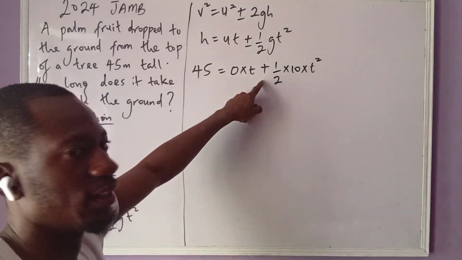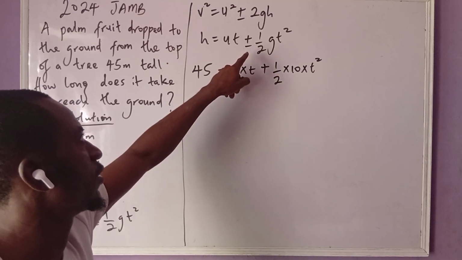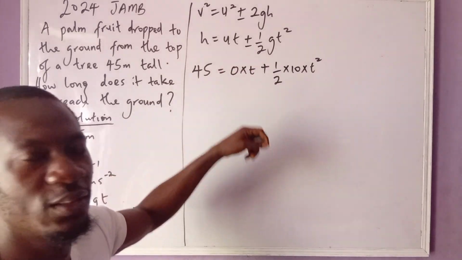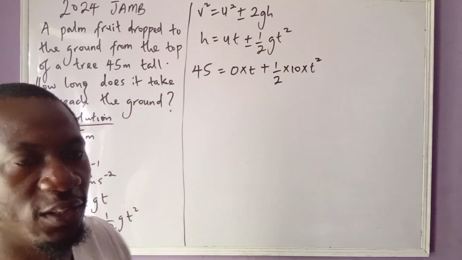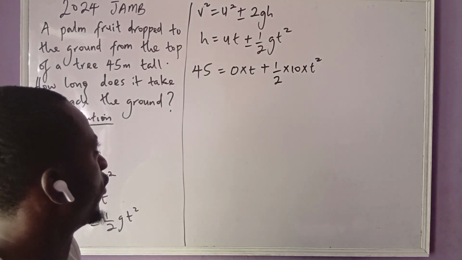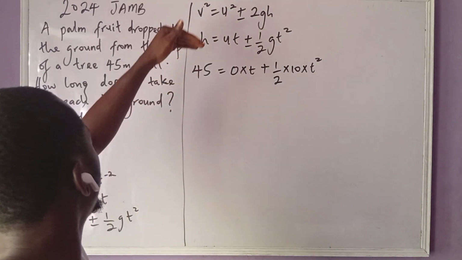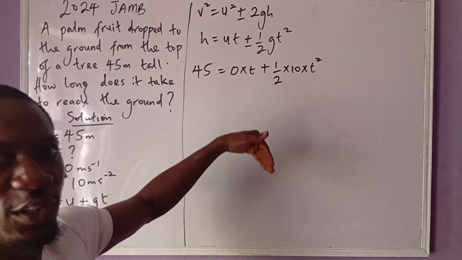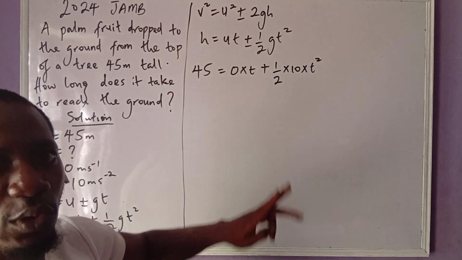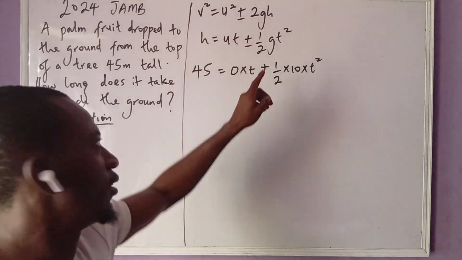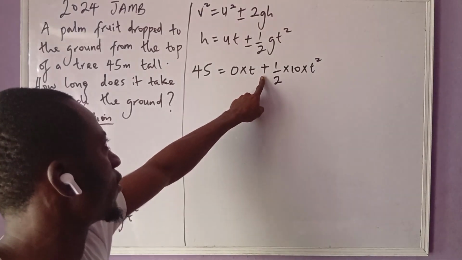You will realize that I use plus and not minus. Why did I use the plus? Because the motion is acting in the direction of gravitational influence. The ball is dropping under gravitational influence. If it's going against gravity, that means it's going upward. The sign here should be minus.